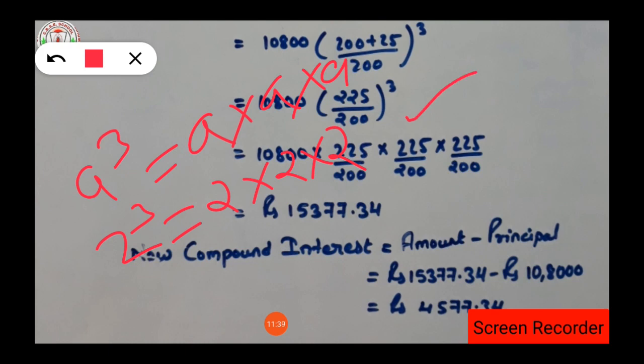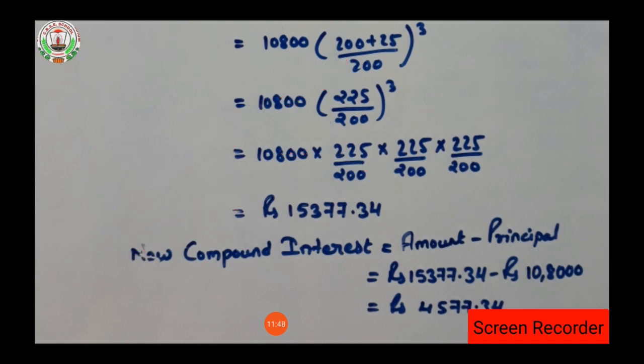That means numerator and denominator both have power 3, therefore 225 upon 200 will be written 3 times. Clear? Understood up to here? That's why 10,800 into 225 upon 200 into 225 upon 200 into 225 upon 200 we are going to write here.